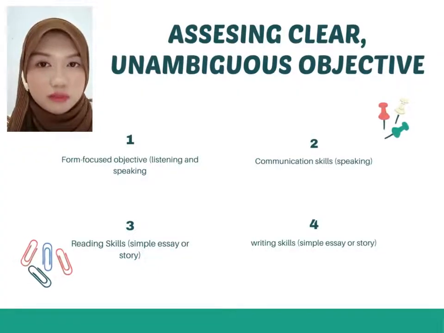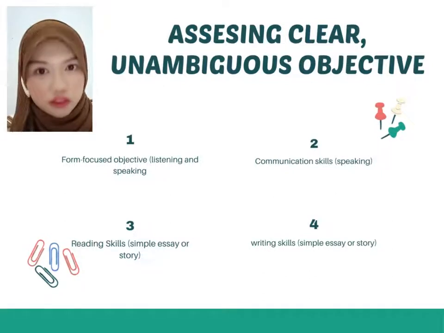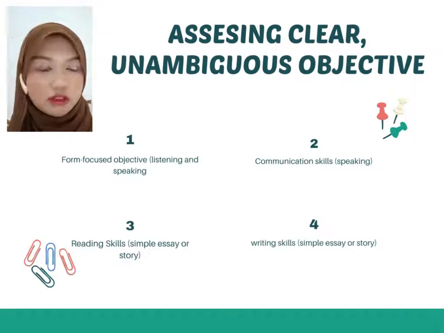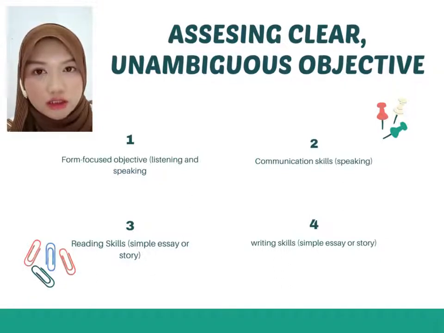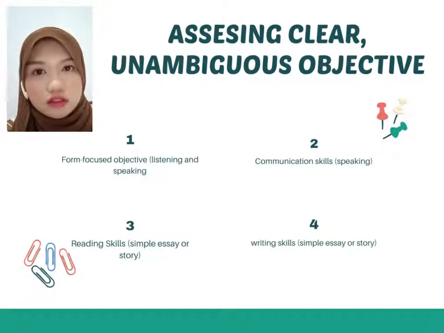Okay, the first material is about assessing clear and unambiguous objectives. There are 4 categories in this part. The first, form focus objective or listening and speaking. Second, communication skill or speaking. The third, reading skill or simple essay or story. And the last, writing skill or simple essay or story.